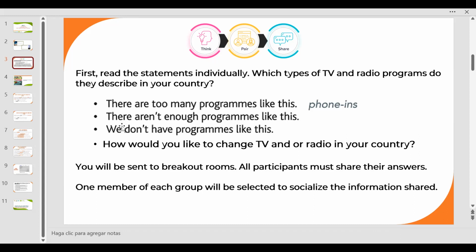The second, there aren't enough programs like this. We consider, or programs that you may consider actually should be more present. We don't have programs like this that you consider they are also necessary. Natalia, yes. Teacher, sorry, what is phone-ins? Phone-ins, for example, when there is a radio show, it is more related to that one, and people call, you know, to say something, or probably there is a contest, or maybe they call to offer a service. That is the idea of phone-ins, when the, let's say, the person calls that show.